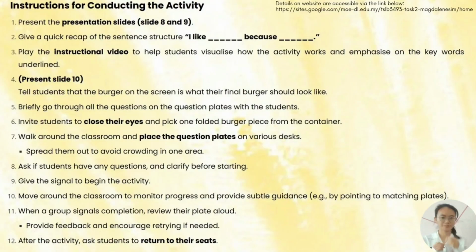Now, let's move on to the instruction and the manual for conducting Activity 2. While presenting slide 8 and 9 of the slide presentation, the teacher should give a quick recap of the sentence structure, I like blank because blank. Then, the teacher should play an instructional video which showcases what the students should do during Activity 2. This can help them visualize how the activity works. And during the process, the teacher should also emphasize the keywords underlined.